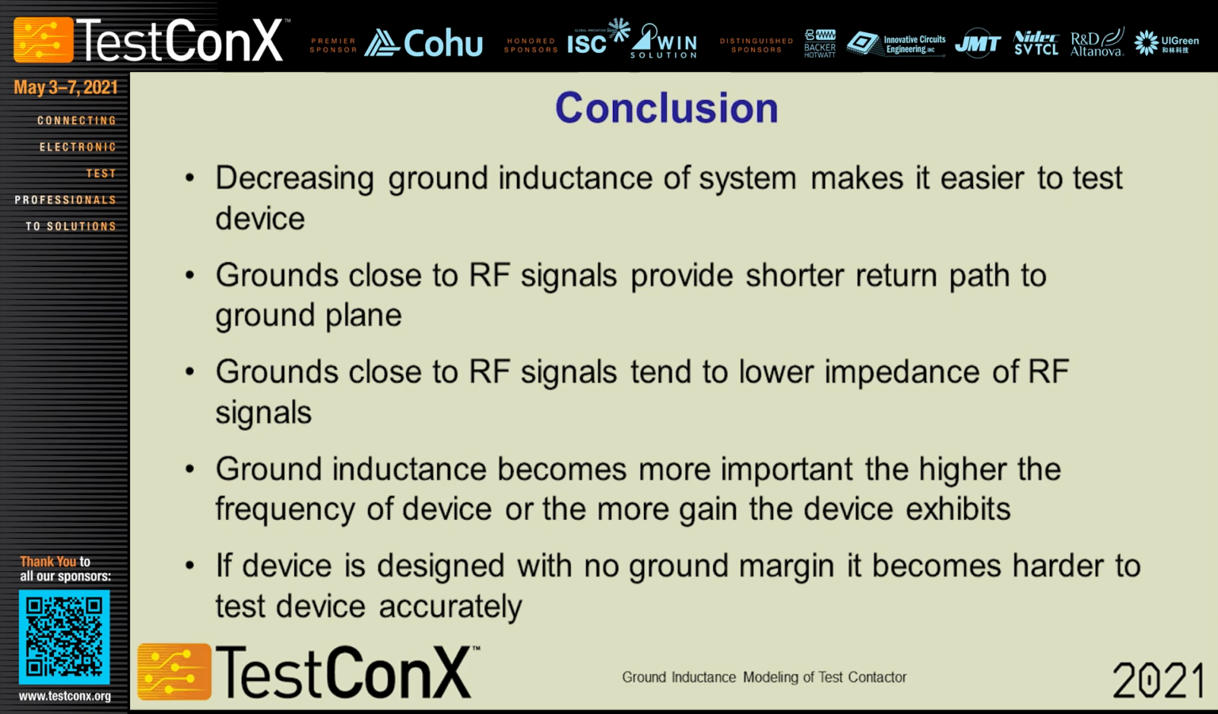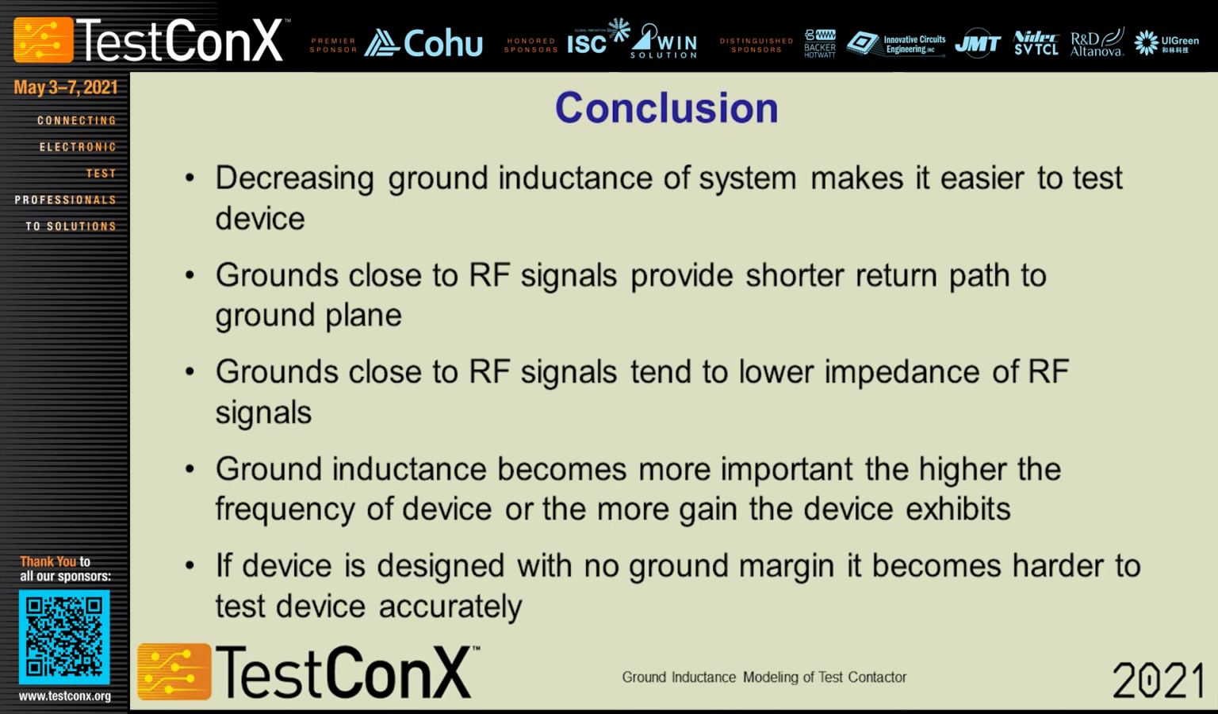If you have grounds closer to the RF signals, they tend to lower the impedance of the RF signals. So grounds farther away from the RF signals will mean higher impedance. And as that ground plane gets closer to the RF signal, it'll tend to drop the impedance a little bit. And that actually is how traces are tuned to 50 ohms, which is to match the test equipment that they're tested on.